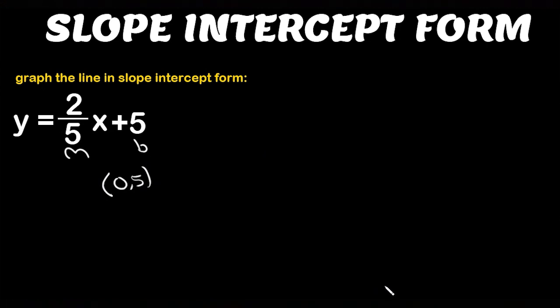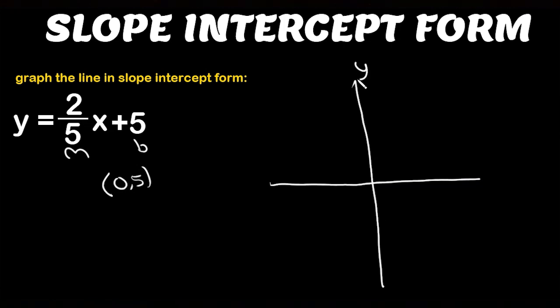So let's go ahead and put on our coordinate grid. Again, this does not have to be perfect. You're doing it by hand, right? So this is my y, this is my x. And so here I'm going to go up 5, right? I'm putting on that y-intercept first. Starting at the origin, you're going to go up 5. So 1, 2, 3, 4, 5, right? Make a point. My next step, I'm going to put on my slope.